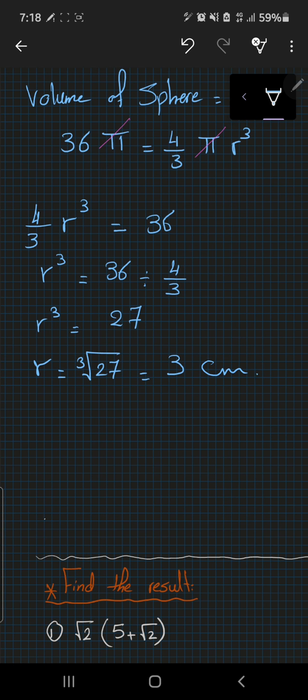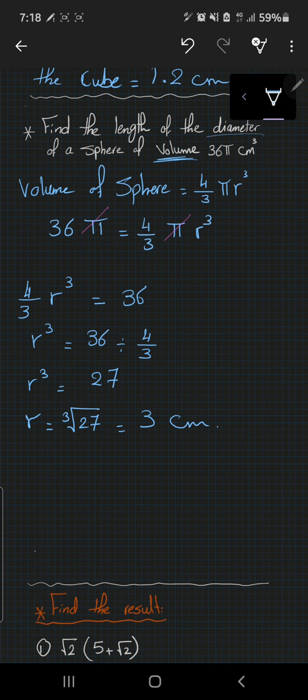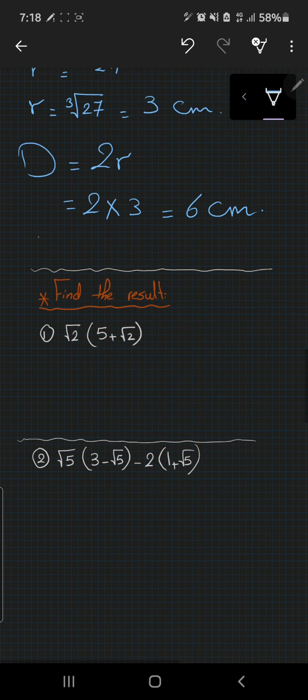So we get r. What's the meaning of r? The radius. Here we want to know the diameter. We studied before, diameter equals 2r, which is 2 multiply r, here r is 3. The result will be 6 centimeter. Okay, find the result.